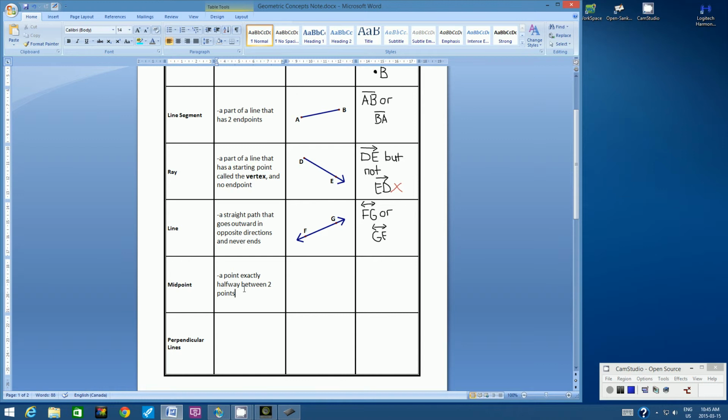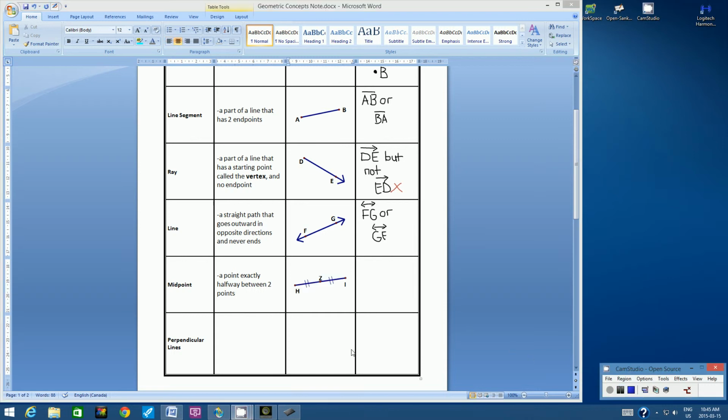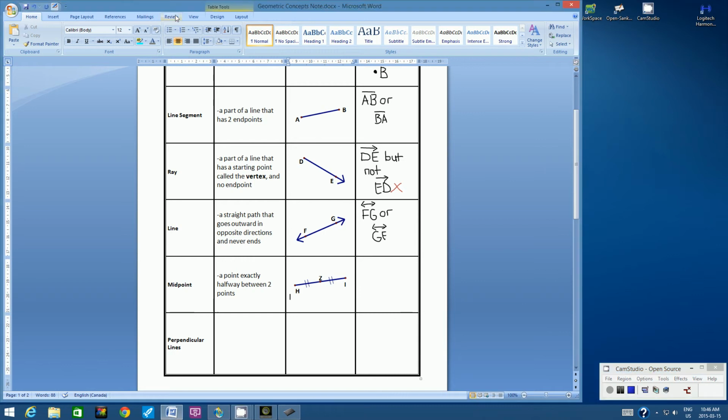So let's see what this looks like in diagram form. A midpoint is a point exactly halfway between 2 points. In order to draw this, first draw a line segment HI. You don't have to measure it, you can just eyeball it. Then somewhere where it looks halfway between point H and I, place another point and call it Z. Z is the midpoint. To show in geometry that these two line segments, HZ and ZI, are equal, we just put two ticks on them. So that's how you show a line being divided into two with a midpoint.